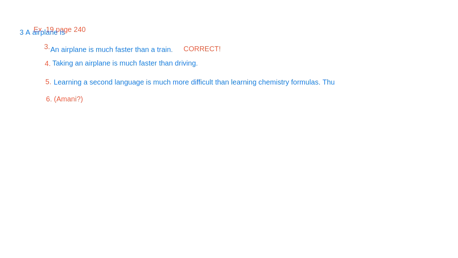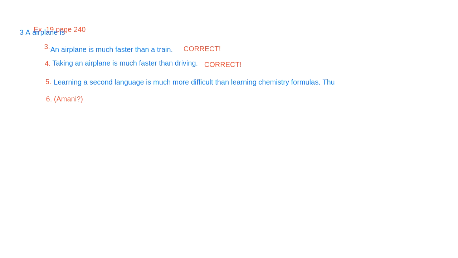Yes. Okay, let's do number 4, and was this Tuo or Walter? No, Walter. Yes. Yeah, Walter. Okay, so taking an airplane is much faster than driving. That is correct. Good job. And Tuo, you did number 5.